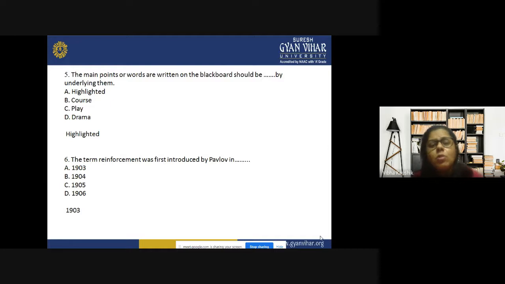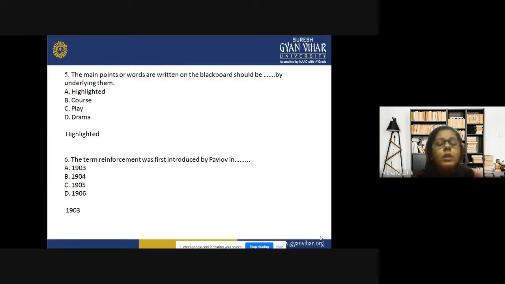Now, these are the options, and now you have to select the correct one. And the correct answer will be A, highlighted. When the teacher has written something on the board, he must underline the highlighted words that he or she considers important. That is the first thing. The second thing is that if the teacher wants to make the students understand that this is the most important concept of the lesson, then the teacher can also use a colored chalk for it.